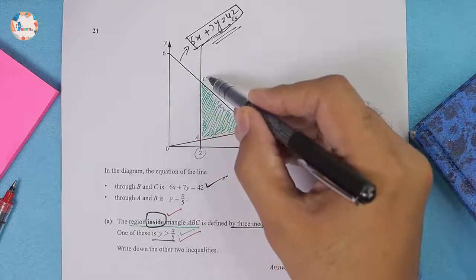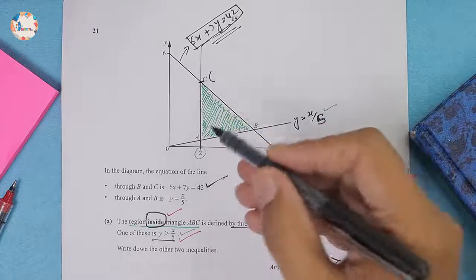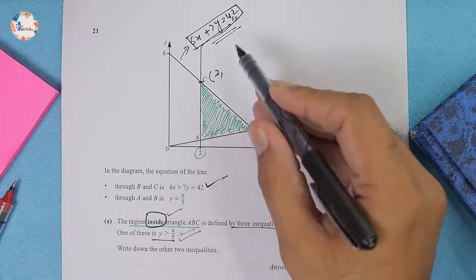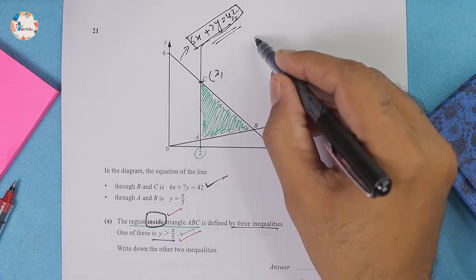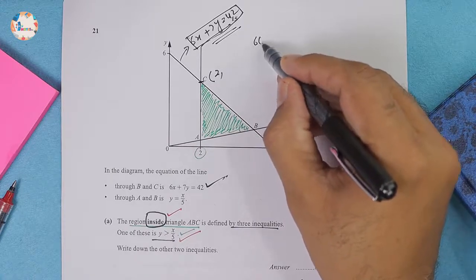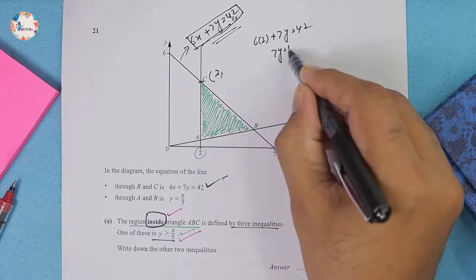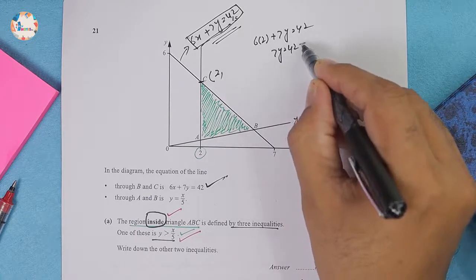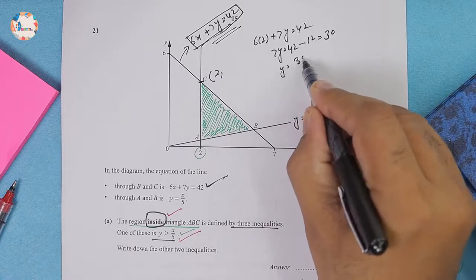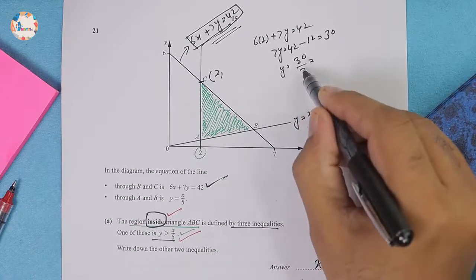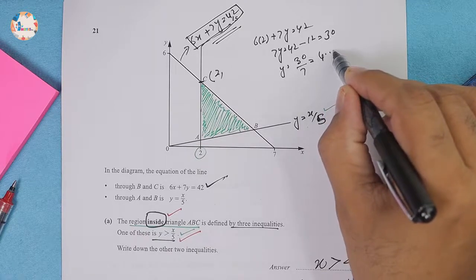This is for this line, and I will be finding the coordinates of C. What are the coordinates of point C? Here the x value is 2, and we have to find the y value by substituting into this equation. So this will be 6 into 2 plus 7y is equal to 42. So 7y is equal to 42 minus 12, which is equal to 30, and y is equal to 30 divided by 7. Seven fours are 28, so it will be 4 point something.